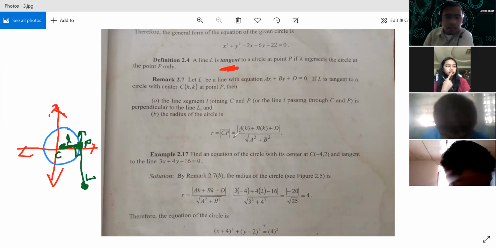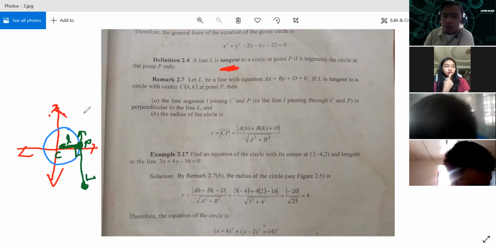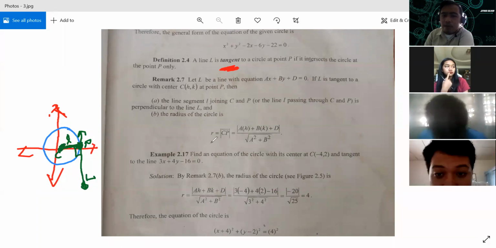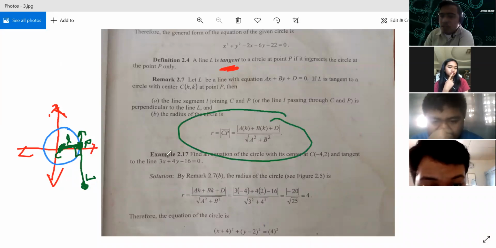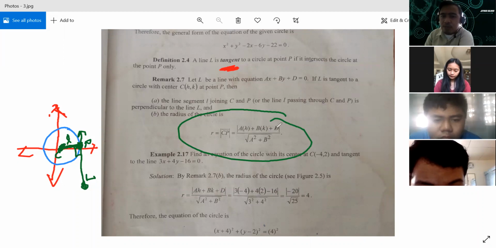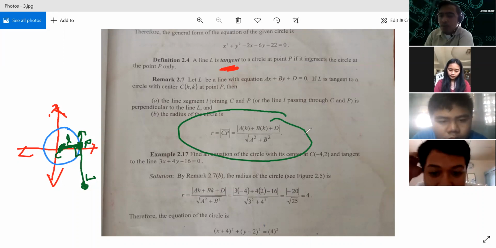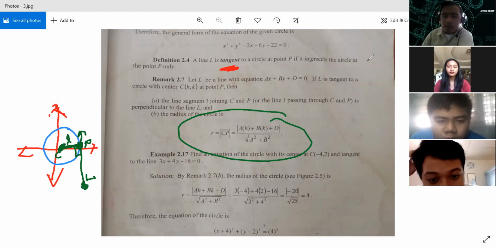Okay? And another one, if you are going to find the radius of this circle, so for example, you are given a tangent line and a center, you can find the radius directly by using this formula. The radius is just the absolute distance from C to P. And that is given by the absolute value of A times h plus B times k plus D, absolute value, all over the square root of A squared plus B squared.